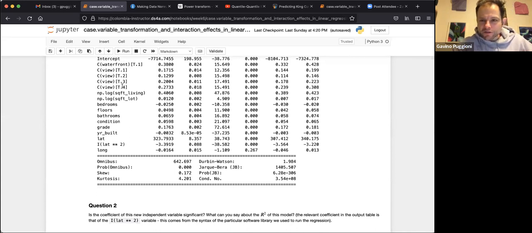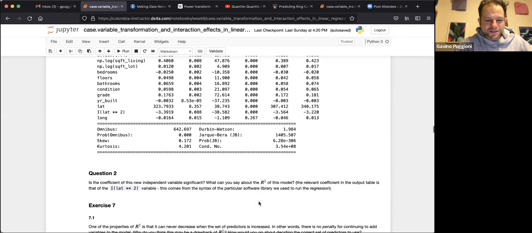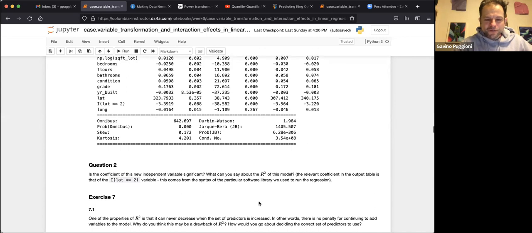Yeah, well, actually, I kind of gave you already the answer for this one. And so we can go on, because we discussed the R squared, etc. So, exercise. One of the properties of R square is that it can never decrease when the set of predictors is increased. So you add more predictors, R square is going to increase.